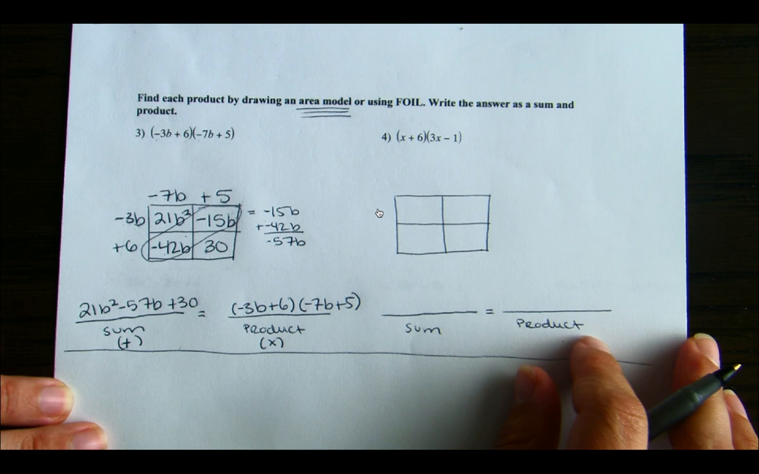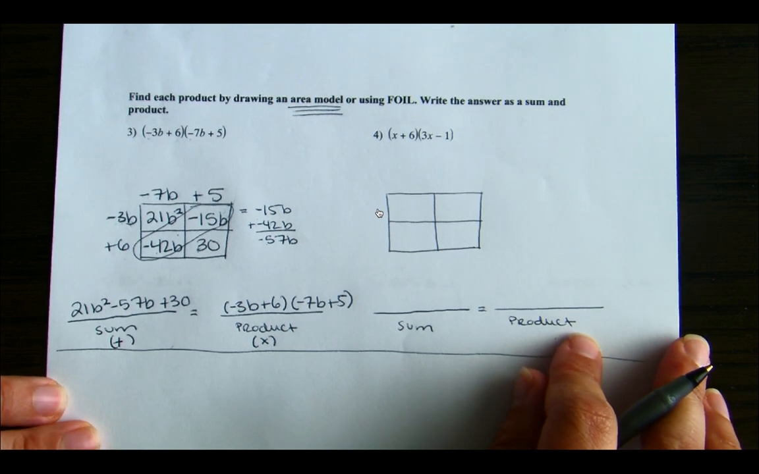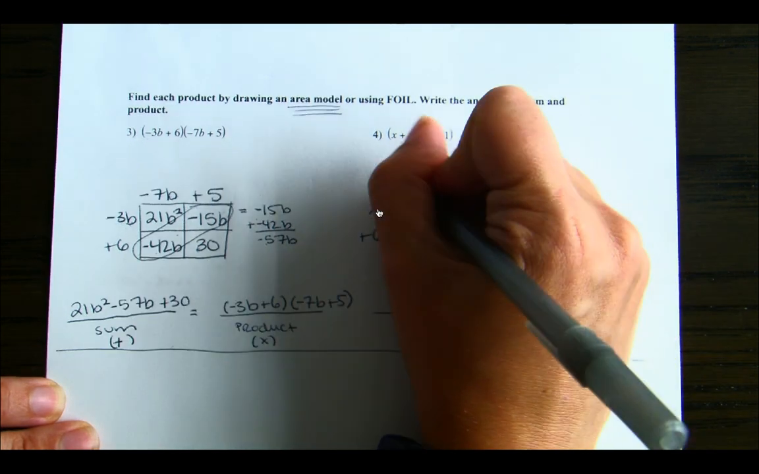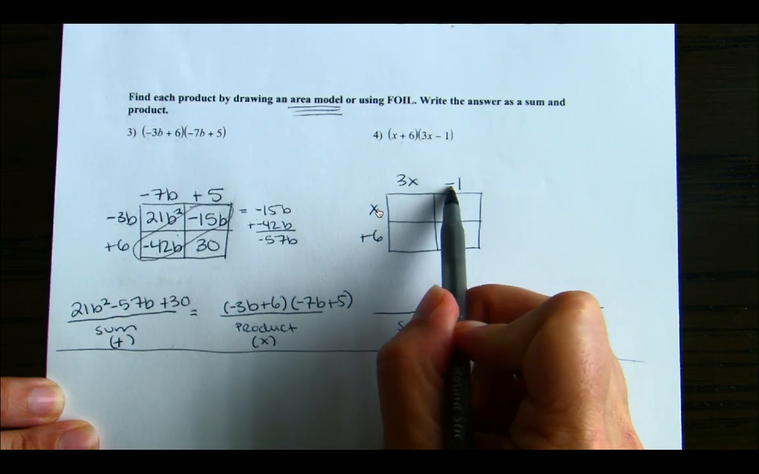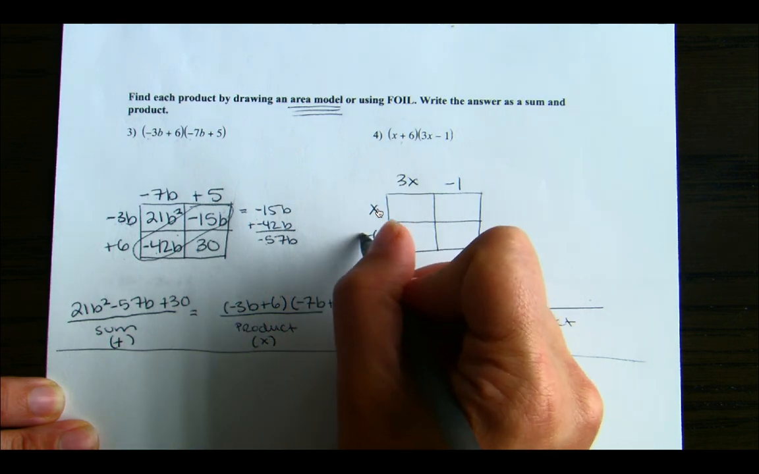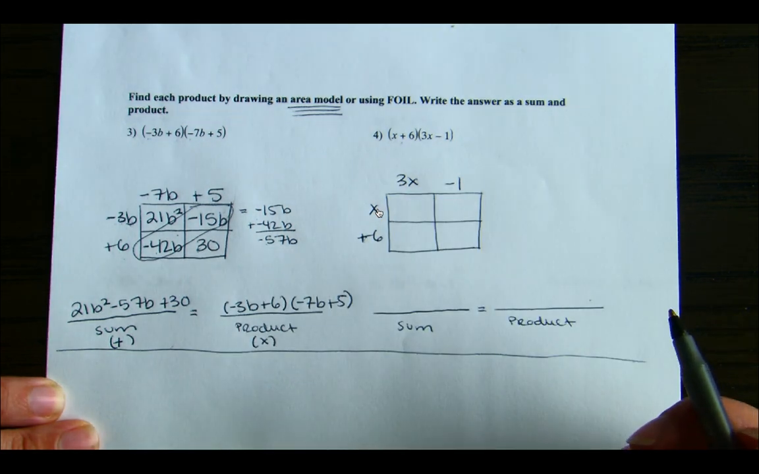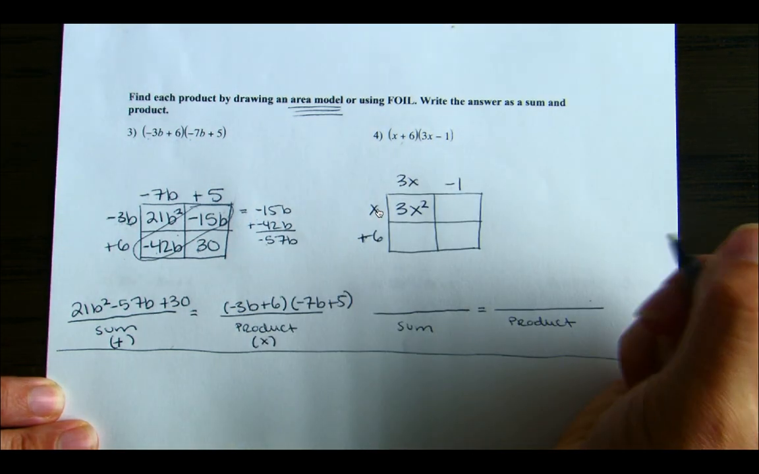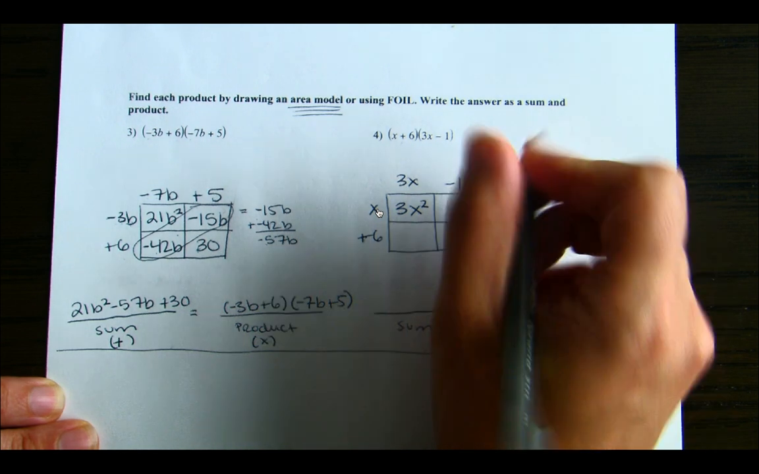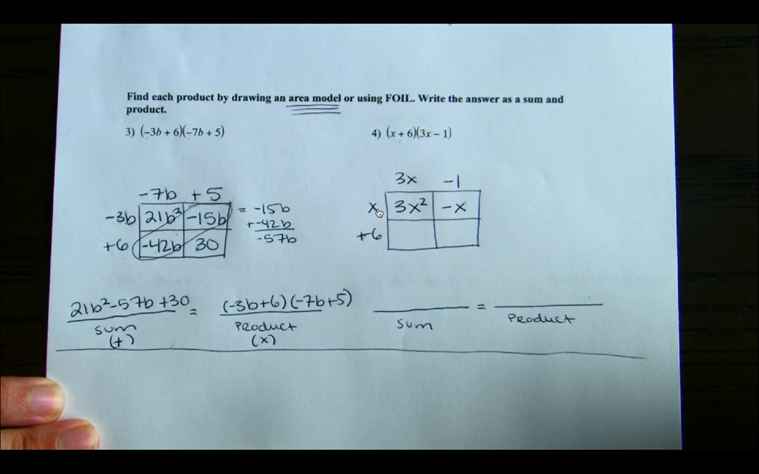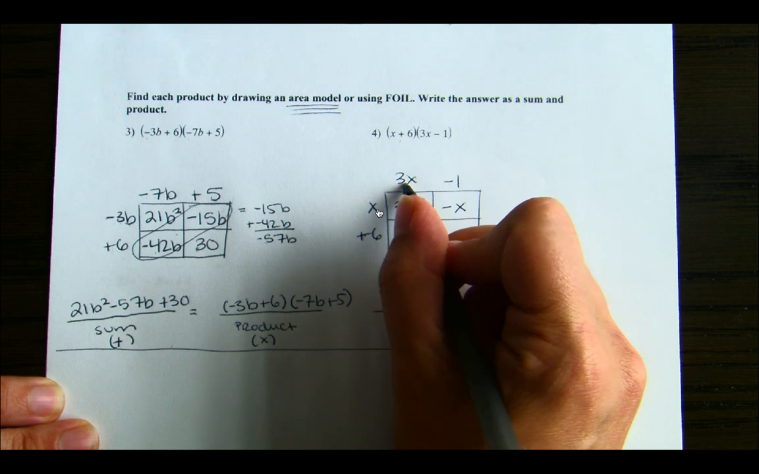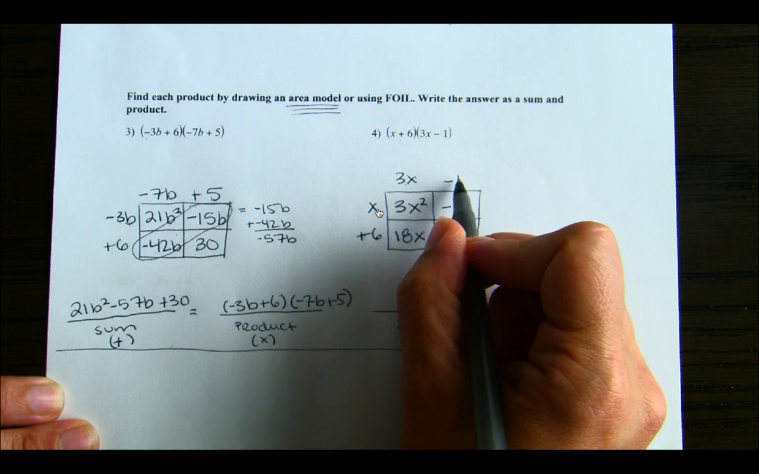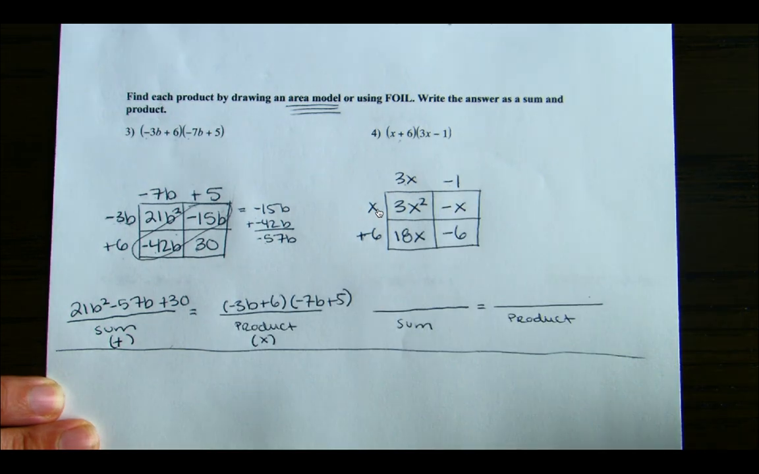So we're going to do one more example of this similar idea. So I'm going to set this up so I have x plus 6 and 3x minus 1. Again, notice I keep the minus and the plus next to these in order to make sure I'm clear what I'm doing. So I have x times 3x, which is 3x squared. I have x times negative 1, which is negative 1x or negative x. I have 6 times 3x here, which gives me 18x. And I have 6 times negative 1, which gives me negative 6.